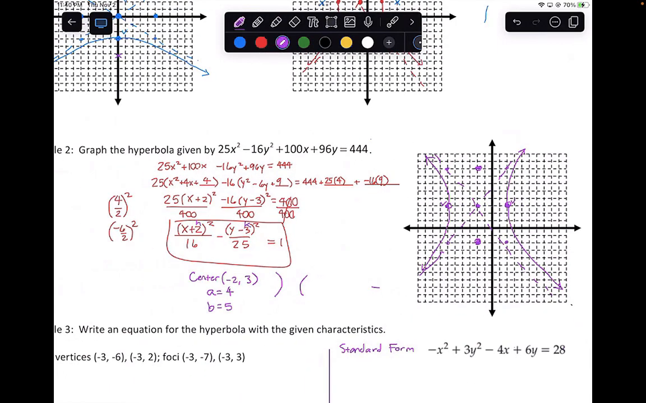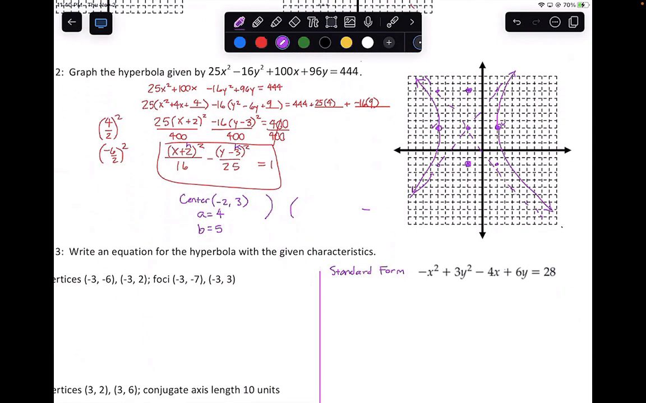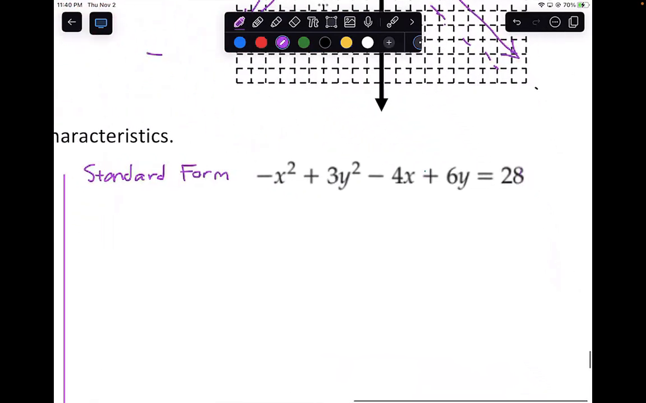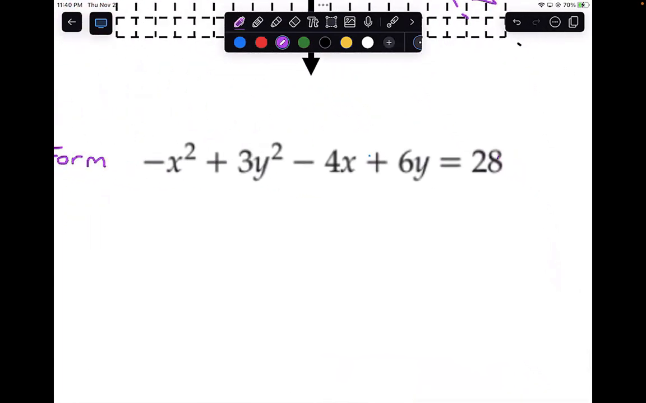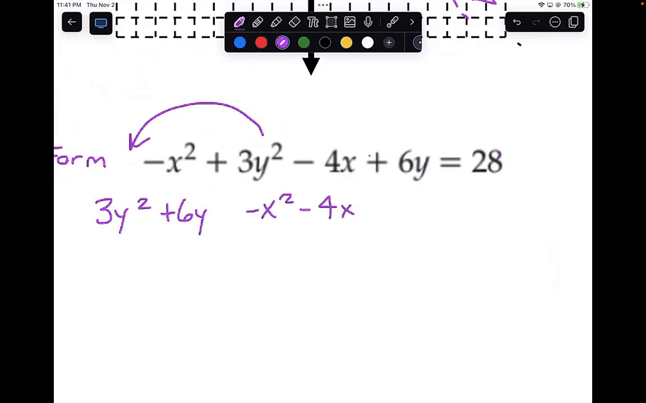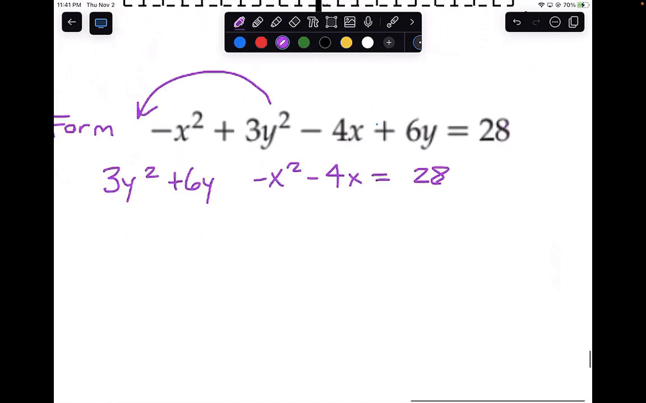So let's keep that same theme going here. Let's get this one right here in standard form. This is just one I pulled from the book. And one thing I want to emphasize here is when you have the negative x squared plus 3y squared, you want to bring the 3y squared first. You want your positive stuff first. Okay, and then we'll put the negative x squared, and then the negative 4x. And then obviously the 28's already ready to go.